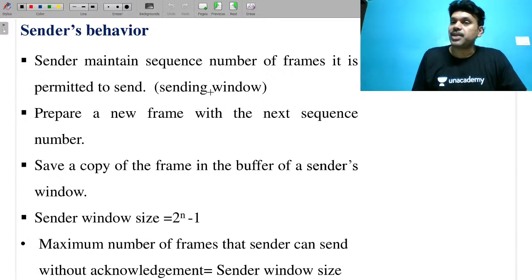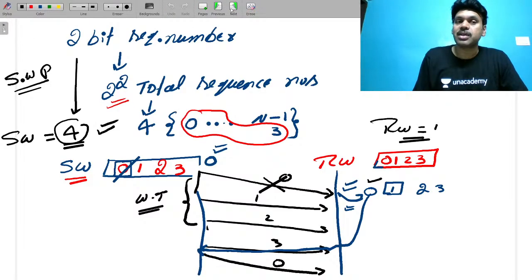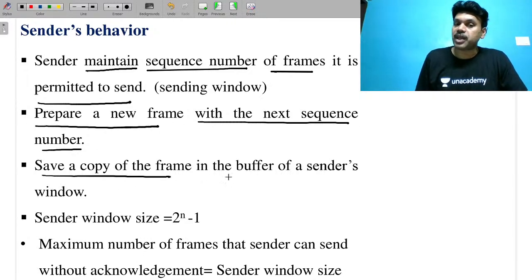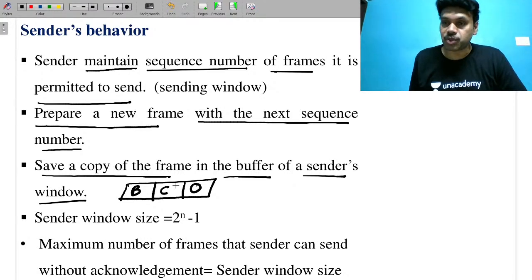The sender maintains a sequence number of frames it is permitted to send. I already discussed your n-bit value. Here I am taking it as 2, which means it is capable of transmitting 2 power 2 frames, that is nothing but 4 frames. So prepare a new frame with a sequence number and save a copy of your frame in the buffer of the sender's window. I already told you, your window consists of 3 parts: one part is a buffer, another is the current one, and the other part is the outstanding frames to be sent.